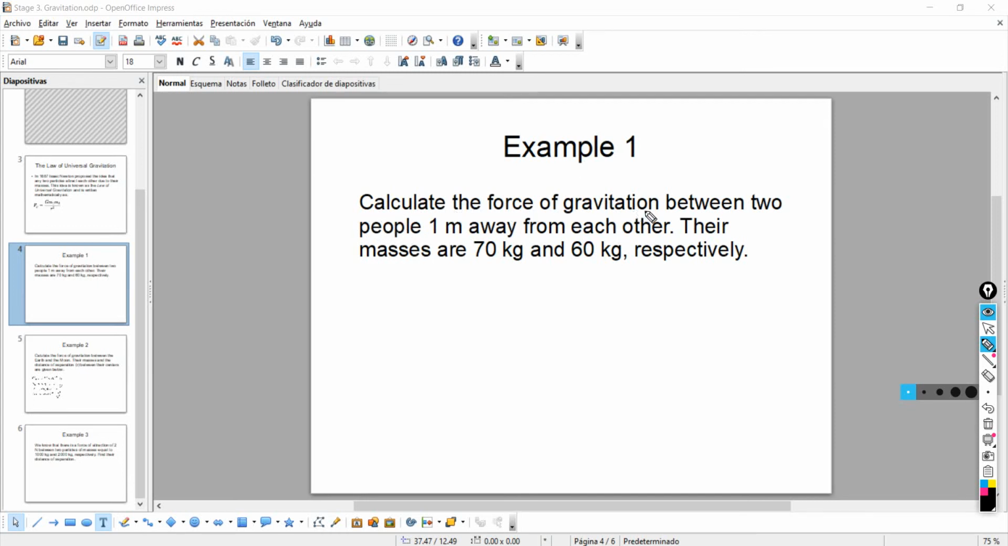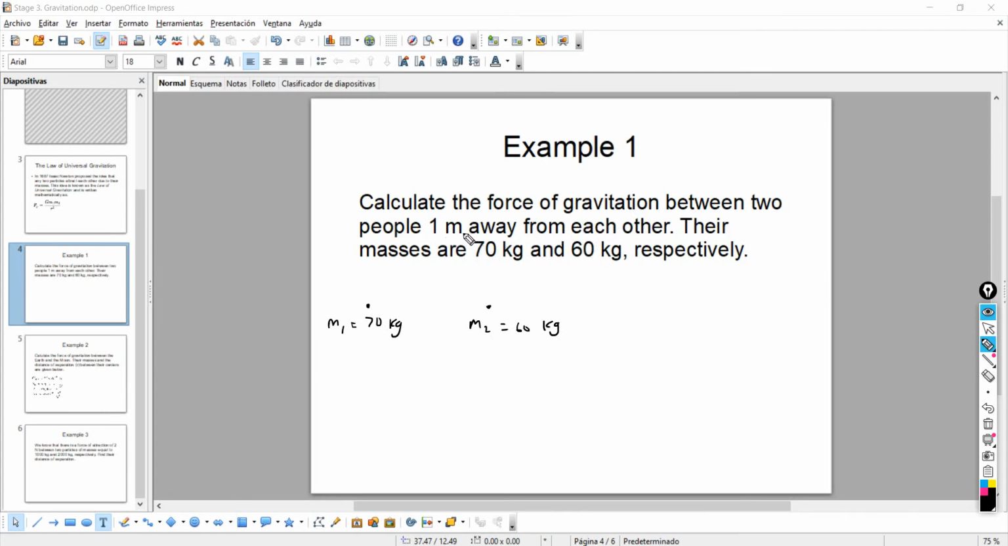Calculate the force of gravitation between 2 people which are 1 meter away from each other, and their masses are 70 kilograms and 60 kilograms respectively. So let me represent the people by 2 point masses, 2 particles. Person 1, person 2. The mass 1 of the person 1 is going to be 70 kilograms. I could have used also 60. It doesn't make any difference which one I call the mass 1. And the mass 2 for the particle 2 is going to be the other one, 60 kilograms.